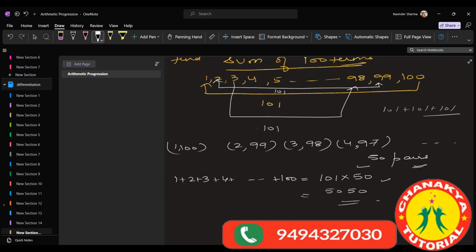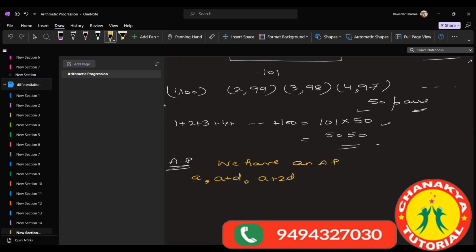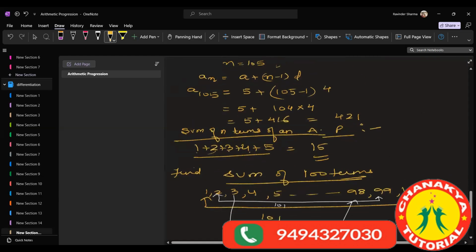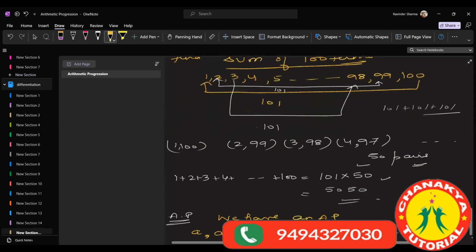Now this is so time consuming. So to save our time, AP has solved our problem. They have just introduced a formula. We have our general AP: first term is a, second term is a plus d, third term is a plus 2d, fourth term is a plus 3d, and so on. Your last term will be a plus n minus 1 into d. Right, beta?